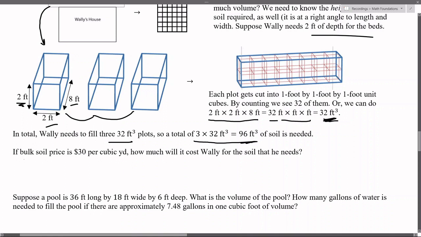And it says if bulk soil is priced at $30 per cubic yard, how much will it cost Wally for the soil that he needs? Well, he needs 96 feet cubed. We want cubic yards, however. So to do this, all we're going to do is do a unit conversion. We have feet cubed, this is over 1. And there is 1 yard is 3 feet. But I have to do this 3 times.